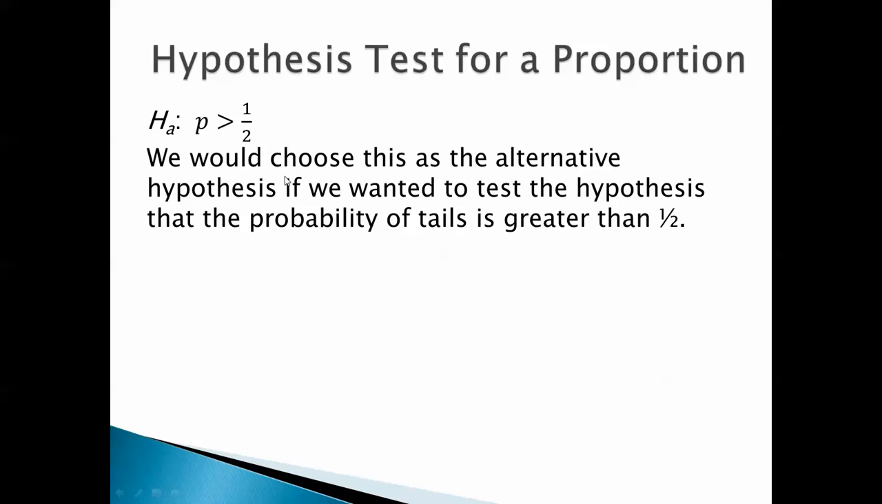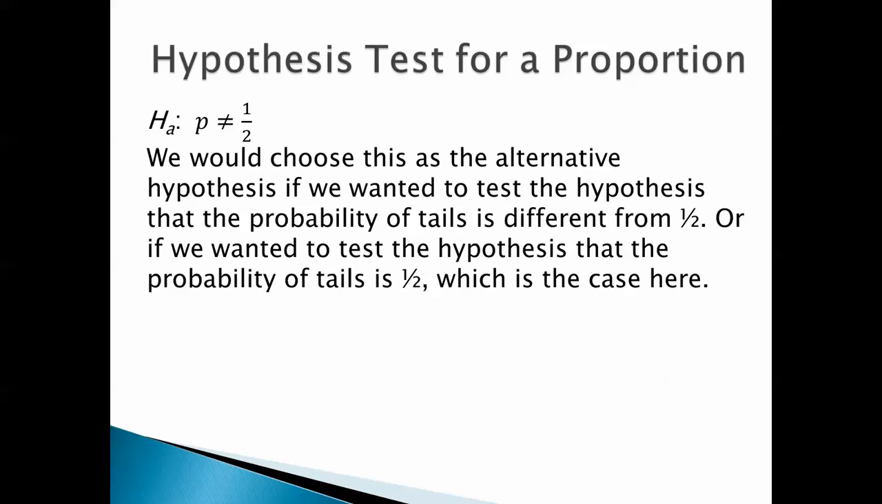We would choose this as the alternative hypothesis if we wanted to test the hypothesis that the probability of tails is greater than a half. But that's not what we were told, so we're not going to use that. H sub a, p is less than a half. We would choose this as the alternative hypothesis if we wanted to test the hypothesis that the probability of tails is less than a half. But again, that's not what we were told, so we're not going to use that one either.